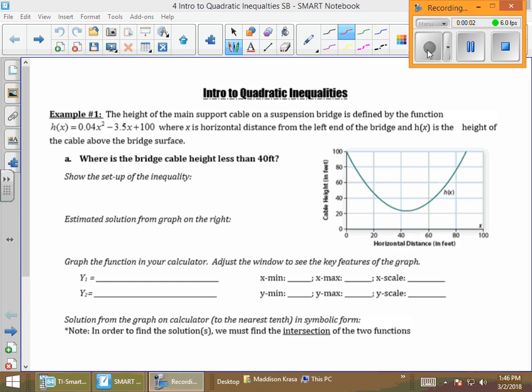Okay, so we've been doing quadratics, right? Quadratic modeling. We're going to throw in quadratic inequalities. We're going to do it on Monday as well. This is kind of like an intro. So let's just read what's going on here.